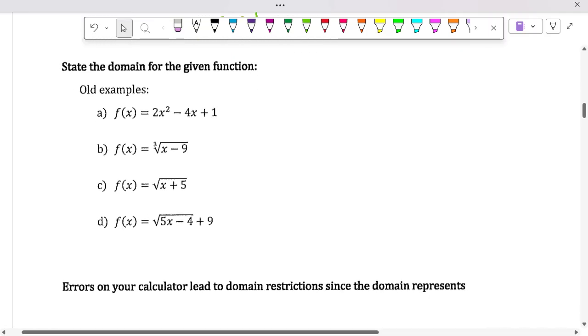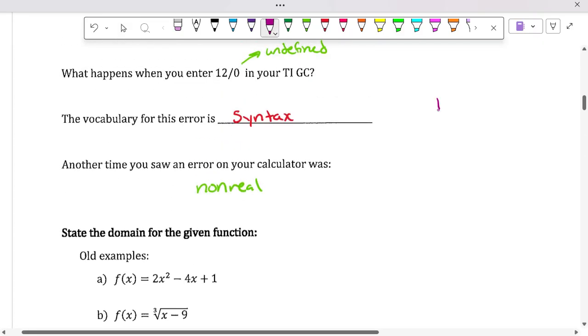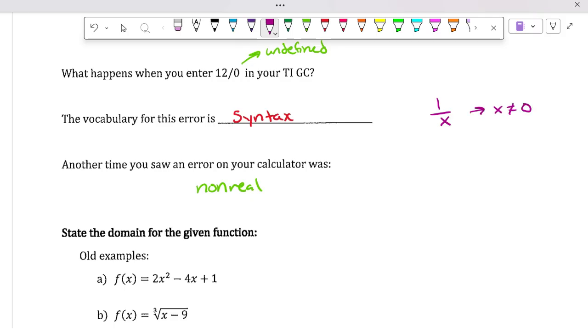All right. So why does this matter? Well, when it comes to rational functions, typically when you see a rational function, it'll look like something like 1 over x. The problem is, what cannot happen in the denominator? x cannot equal what? 0. So in this case, x cannot equal 0. And the reason is, if we do that, it'll be undefined.